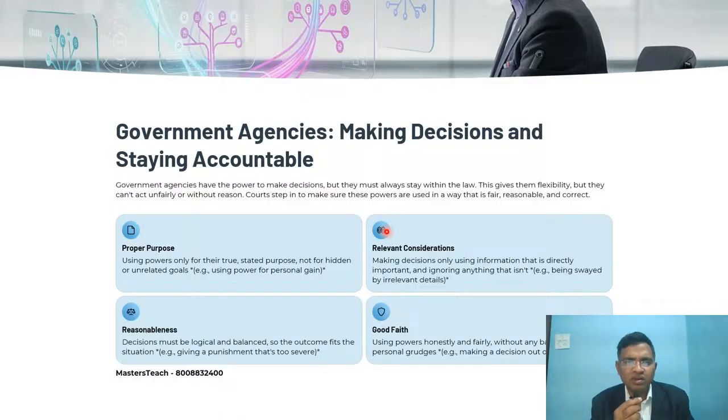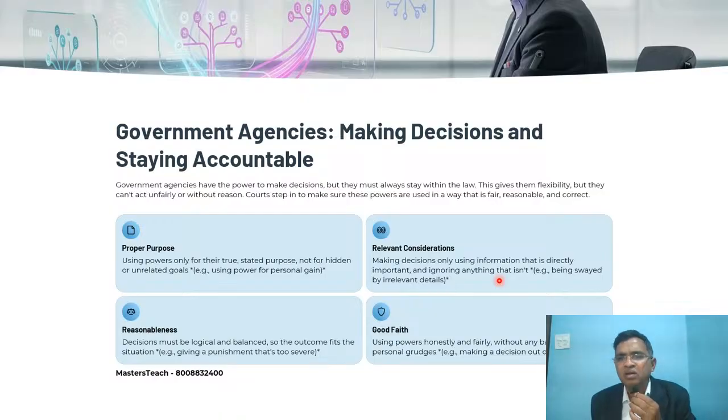So courts step in when there is no fair law for the people. So the government agents must act for a proper purpose. They have to use their powers for the true stated purpose, not for hidden or unrelated goals, or using power for personal gain. Relevant consideration: make decisions only using information that is directly important and ignore anything that is not.